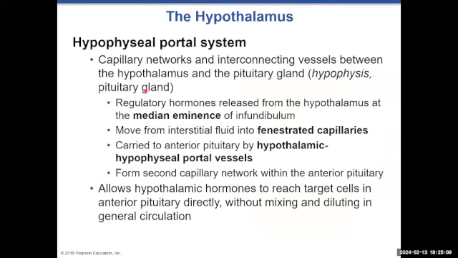Okay, and then the hypophyseal portal system that we were just talking about earlier. This is a capillary network and interconnected vessels between the hypothalamus and the pituitary gland. Regulatory hormones are released from the hypothalamus at the median eminence of the infundibulum. They move from the interstitial fluid of the fenestrated capillaries, carried to the anterior. Okay, so you guys could read that, but I think I have a good picture here.